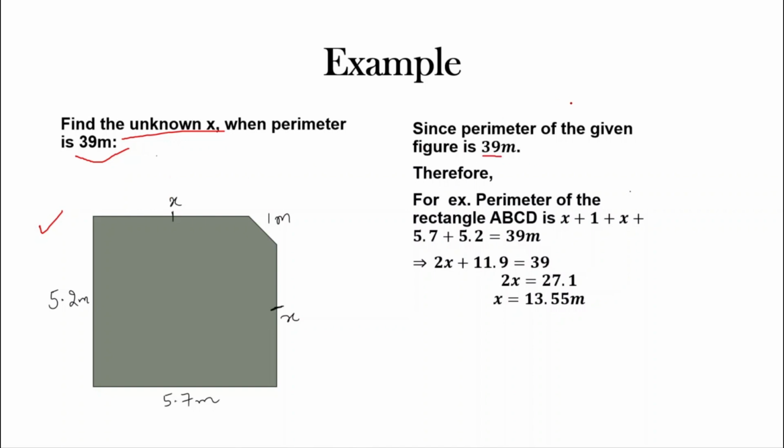Since the perimeter is 39, by looking at the figure I can say x plus 1 plus x plus 5.7 plus 5.2. This is the perimeter according to the figure. It should be equal to 39 because it's given to us in the question that perimeter is 39, right? And if you solve this, x plus x is 2x, and if you add the numbers together, 5.7 plus 5.2 plus 1, you'll be getting 11.9. And if you solve the equation further, you'll be getting x as 13.55 meters. Is it clear to you?